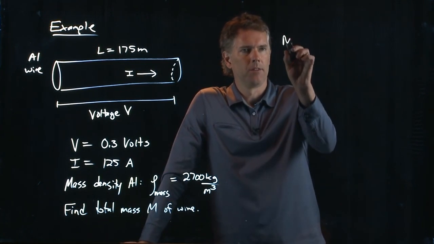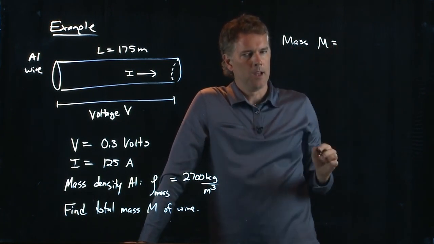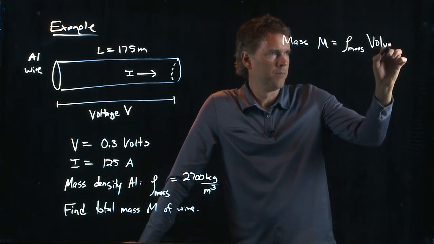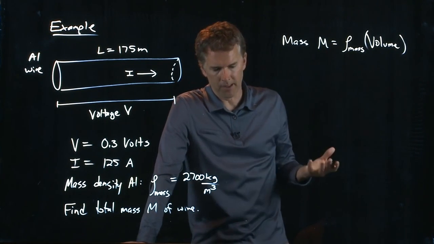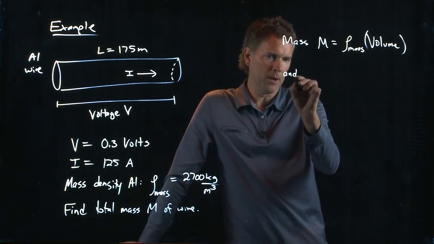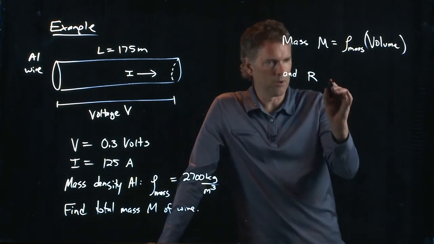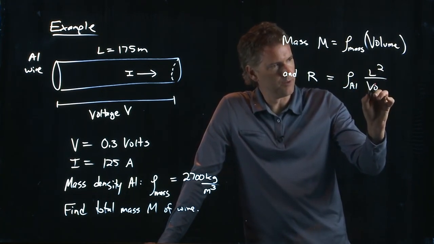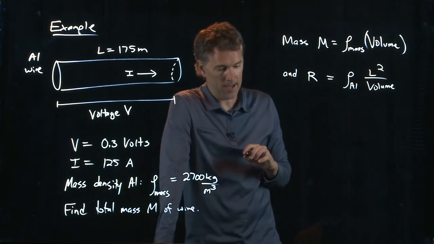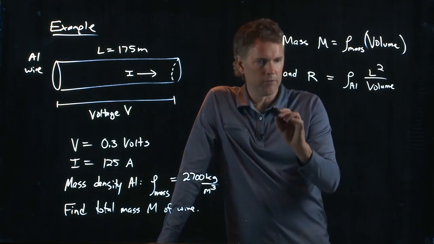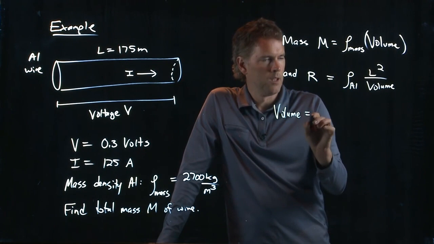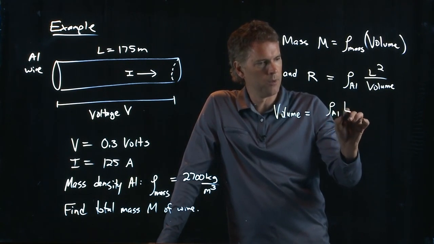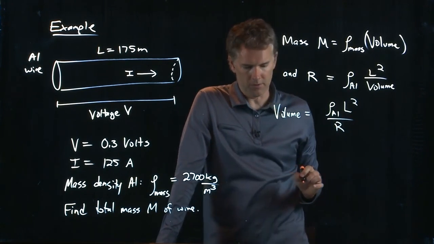Well, mass M is just going to be the mass density rho times the volume. Okay, mass is density times volume. But we also know a little bit about resistance. We know that resistance is going to be rho of aluminum times L squared over the volume. And we derived that a second ago. And so now we can rewrite this for the volume. Volume is equal to, I'm going to multiply across by volume and divide by R, so I get rho aluminum L squared all over the resistance R.